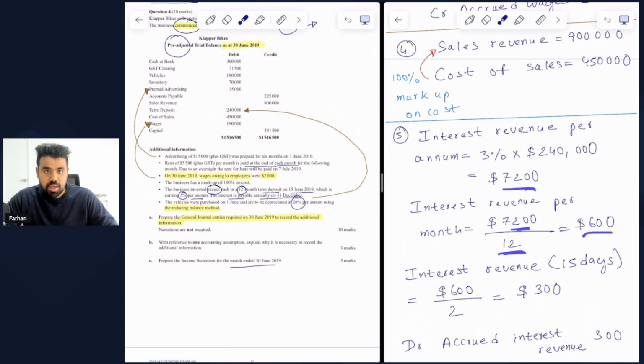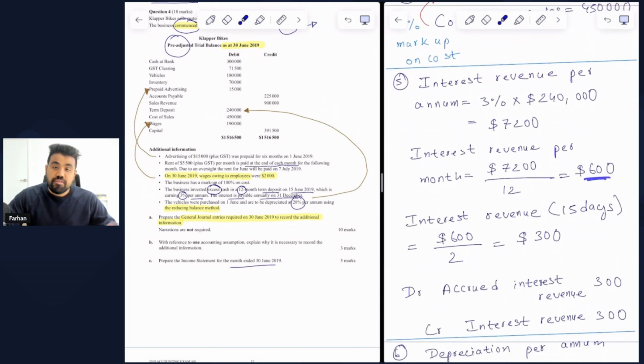But if you look into the question carefully, you will see that the investment was made on 15 June 2019, which is halfway through the month of June. Given that we're preparing the reports for the month of June, we now need to calculate the interest revenue that the business has actually earned for the month of June. And that would be for the remaining half, which is the 15 days left in June from 16 June until 30 June. Right. So that is why after finding the interest revenue on a monthly basis, we again divided it by 2 to convert it into 15 days, which gives us $300.